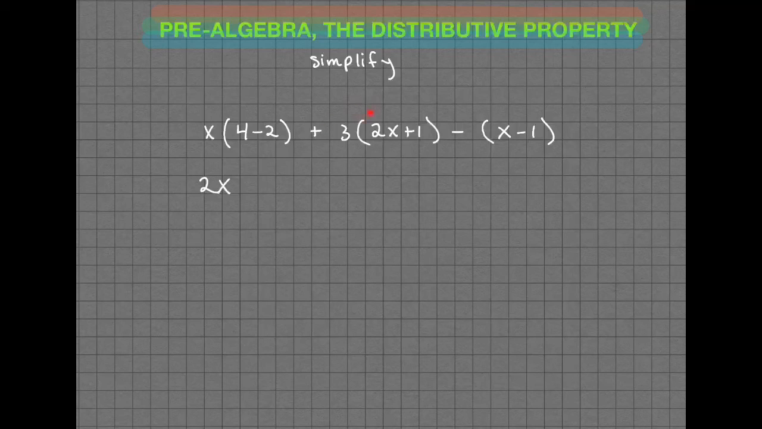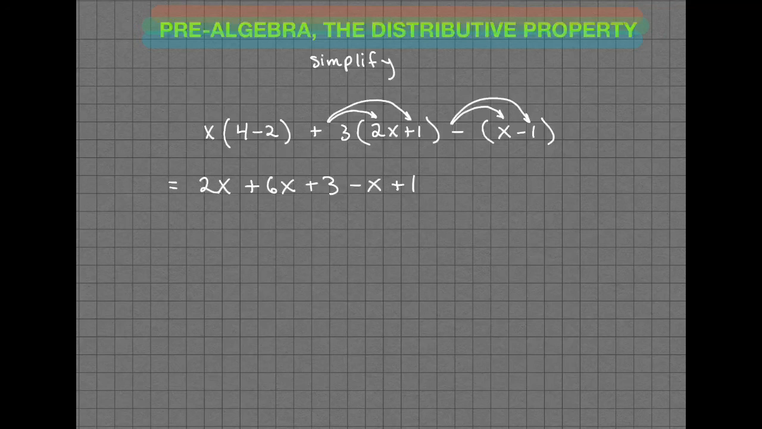Okay, next we're thinking about these ones here. So here we have 3 times a 2x and a 3 times a positive 1. So positive 3 times positive 2x is going to give us a positive 6x, and then 3 times a positive 1 is going to give us a positive 3. Okay, next one is the last one. So we have a negative 1. Remember, if there's nothing in front, that's considered a negative 1. So negative 1 times x gives us negative x, and negative 1 times negative 1 gives us a positive 1.